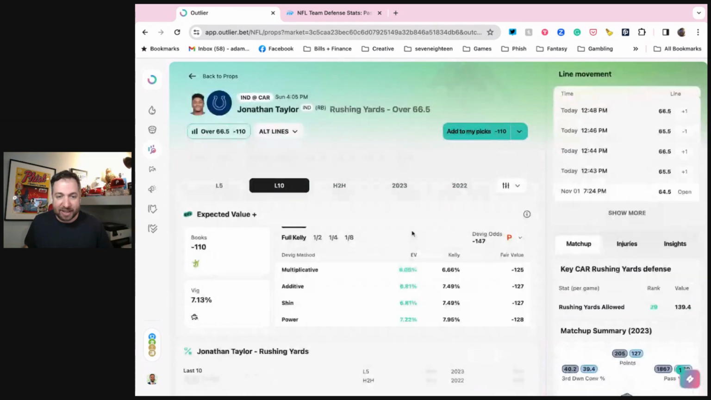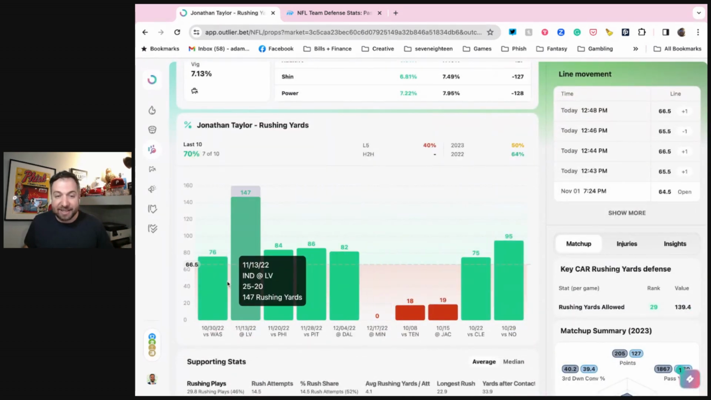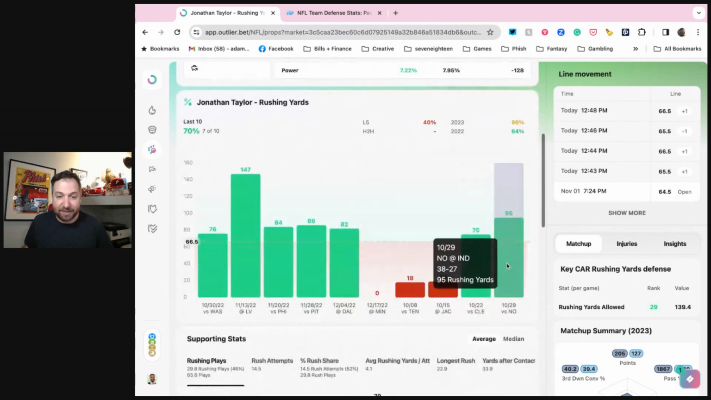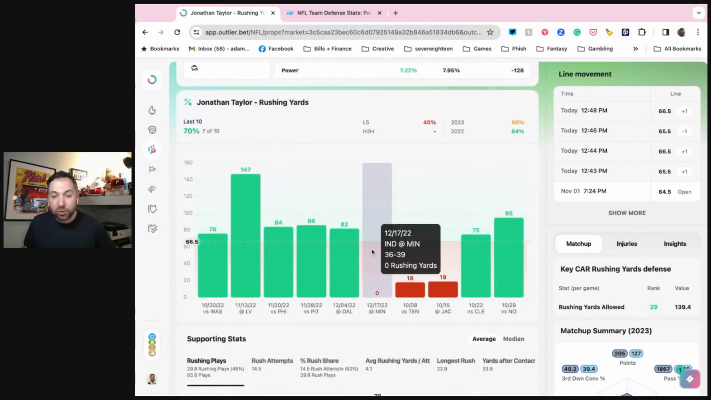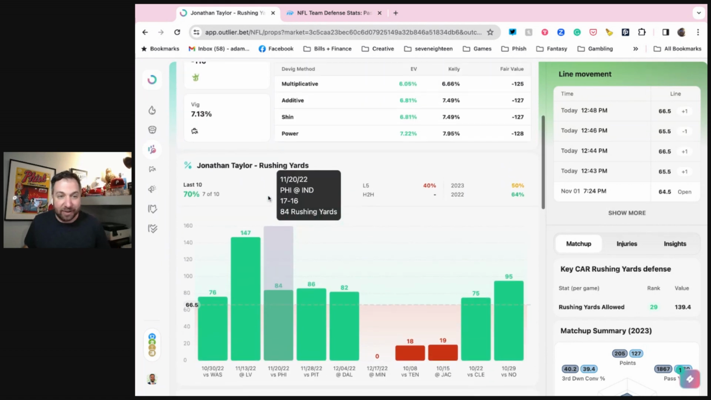Okay. We pull this up. We see that he has not only exceeded 66 yards in his last 10 games, but generally speaking, he goes way over 66 yards. The actual floor for this guy, it looks like it's actually 75 yards when you're looking at this thing. So this is where it gets a lot of fun.